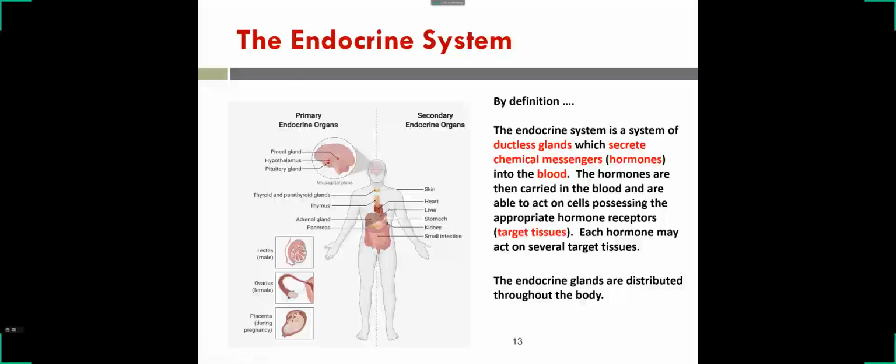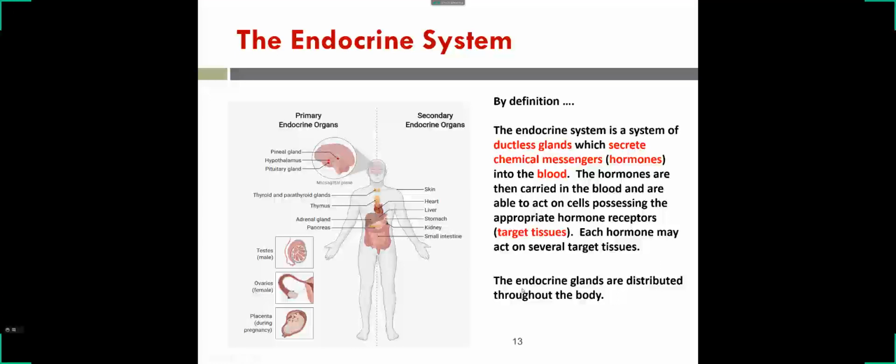So many people forget that the skin is an important endocrine system. So the endocrine system, typically we start at the top, and it's pineal gland within the brain, hypothalamus, and the pituitary. Okay, and then next down you have the thyroid and parathyroid glands, the skin, as I mentioned, the thymus, the heart, the liver, the adrenal, and then all of these target tissues play an important aspect. Okay, and these are typically what we call primary endocrine organs, and then these typically are secondary organs on the right side.